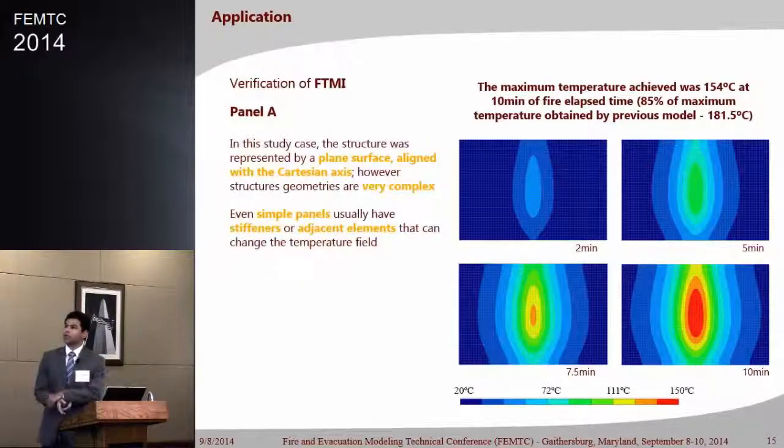In this study, this plane surface is aligned with the Cartesian axis, but generally the structure geometries are very complex. And even for simple panels like that, they usually have stiffeners or adjacent structure that will change this heat conduction field. That's why we need a complex methodology like that.